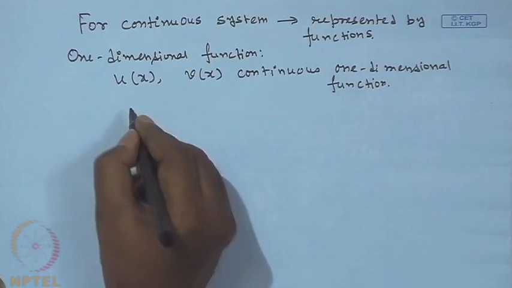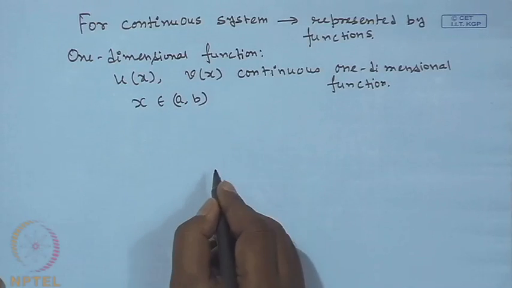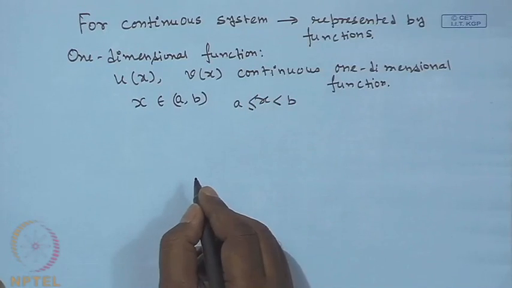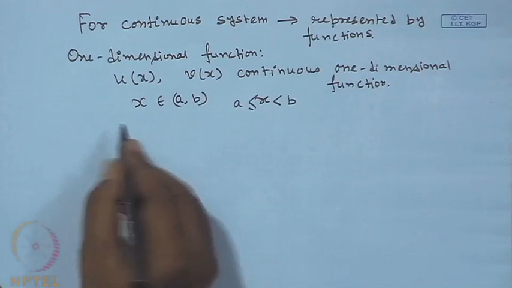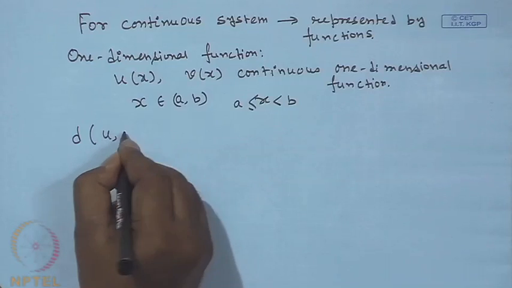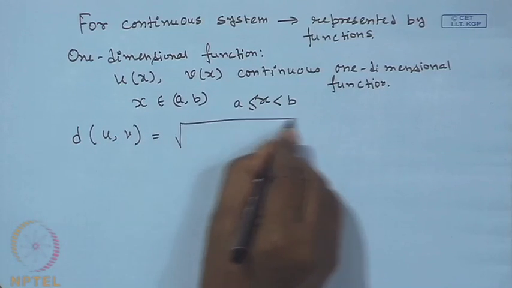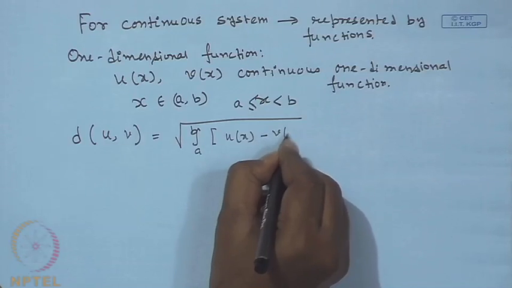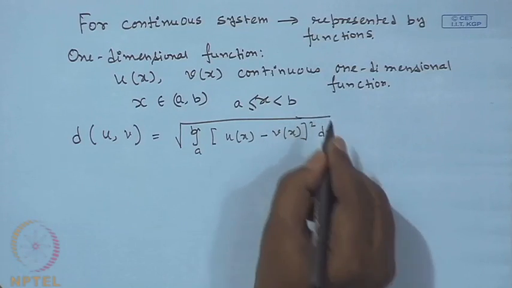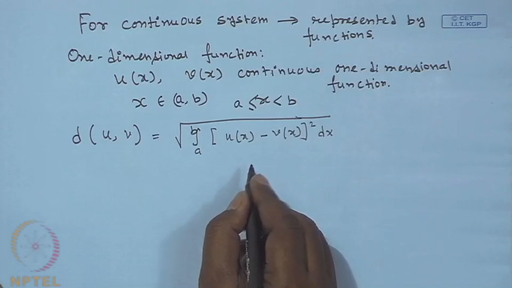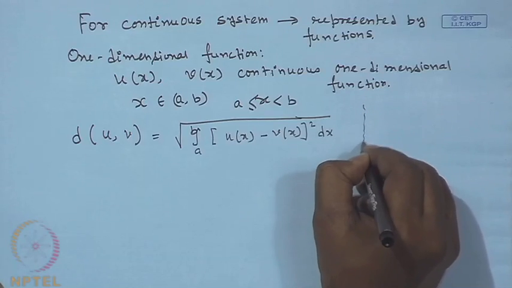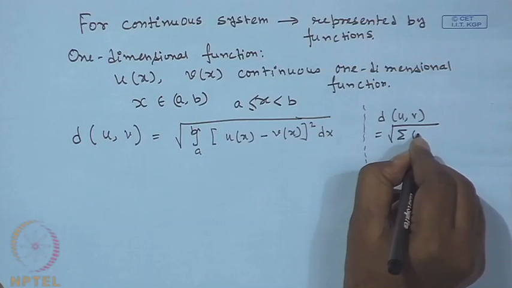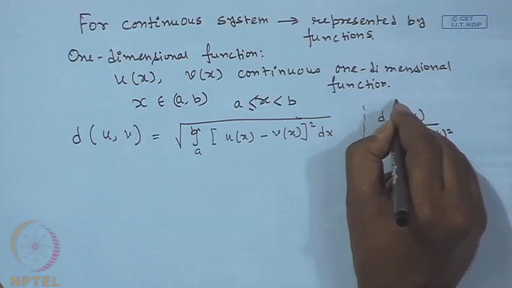Now, let us say x belongs to a, b. This gives the domain or the limit of x, that means x varies between a and b. So, what is the metric of u and v? In this case, for the continuous function, the metric between u and v is defined as the square root of the integral from a to b of u of x minus v of x, square of that, dx. If you remember the corresponding definition of metric for a discrete domain, for example vectors, then d of u and v is nothing but the square root of summation of ui minus vi square, if u and v are vectors.